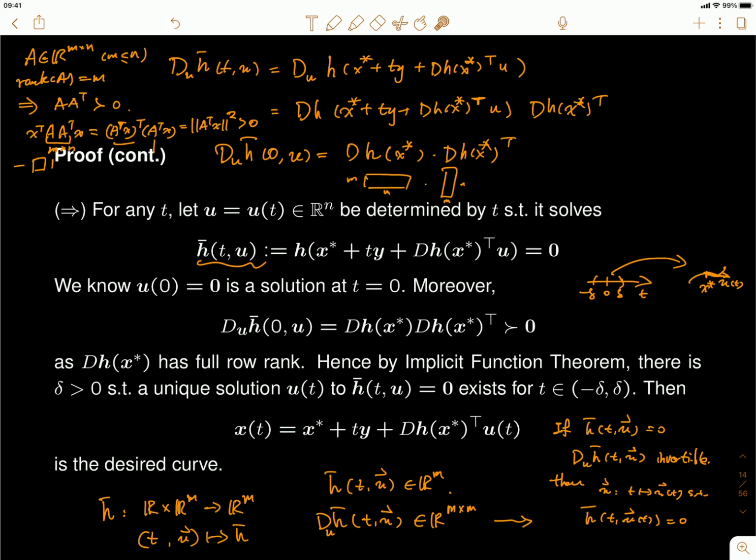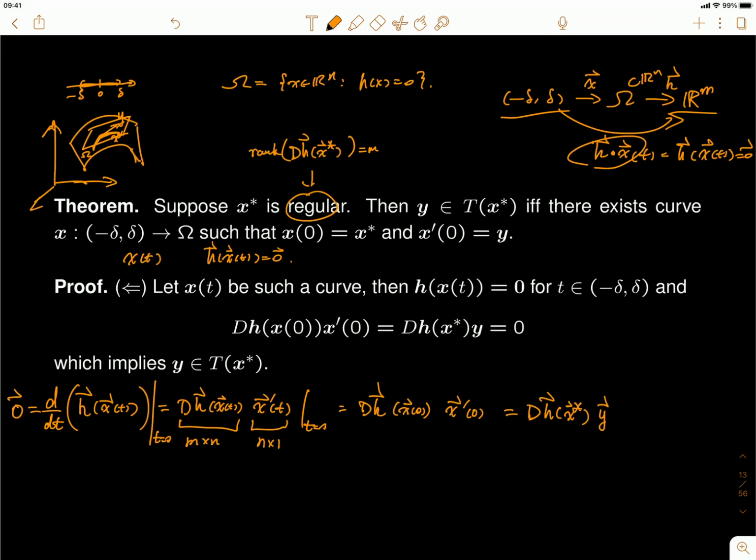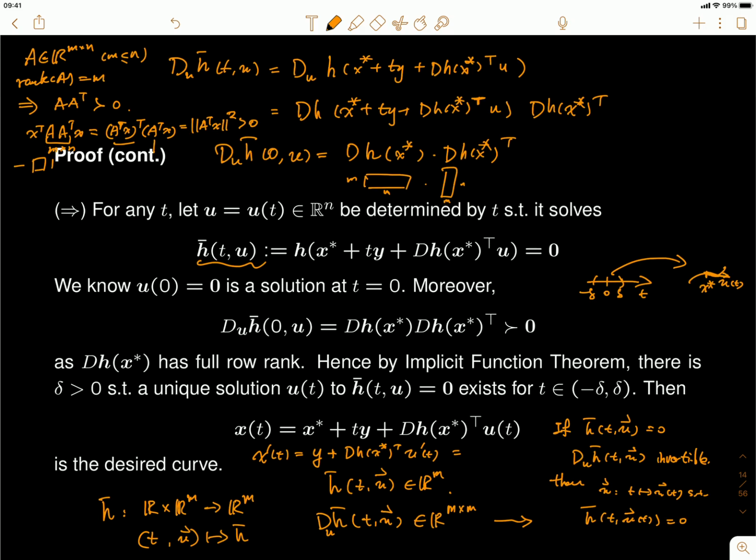And also for the derivative of x, we take the derivative on both sides with respect to t. Then we have x prime of t equals, on the right hand side, the derivative with respect to t, which will be just y plus dh x star transpose u prime at t. But we know that when t equals 0, this is just equal to y itself. So that is the claimed right hand side here. Okay, so that's the necessity of this theorem.